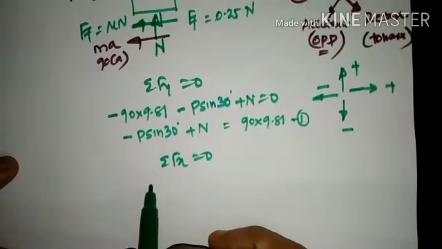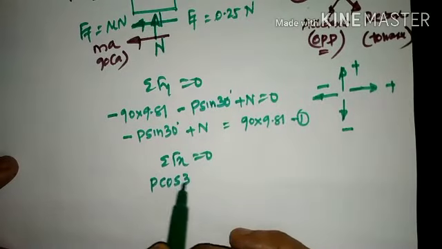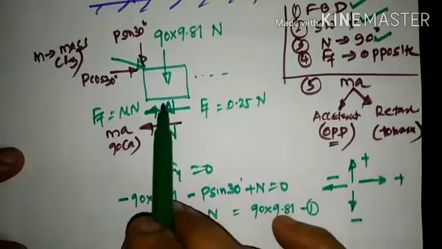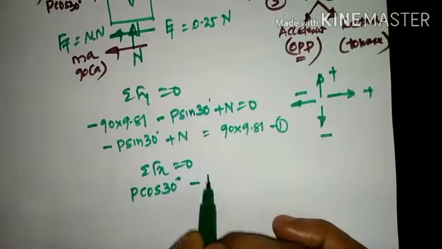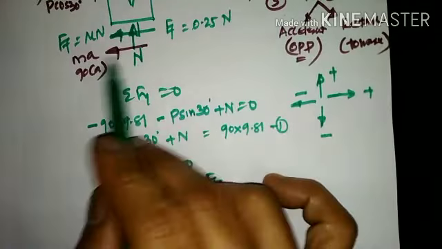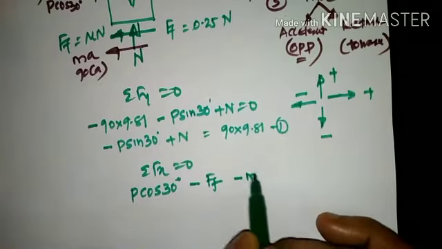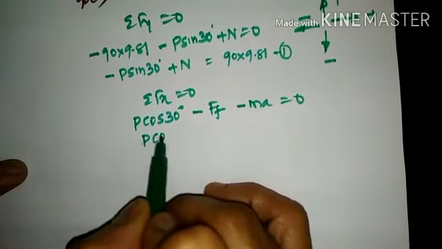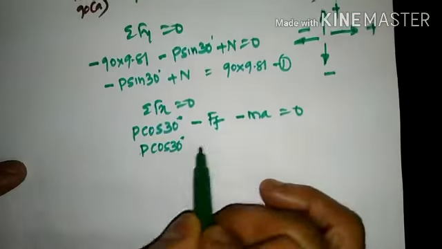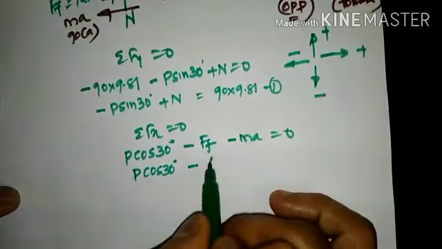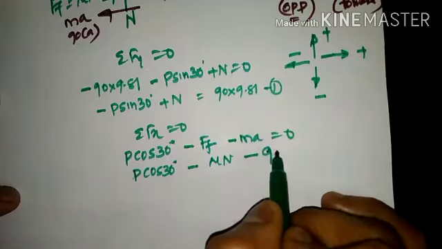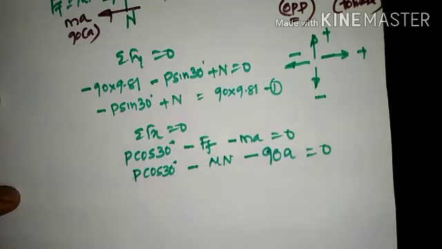The right hand side force component is positive, P cos of 30 degrees. Its force component is P cos of 30 degrees. Frictional force is on the left hand side, minus F_f. Inertia force is on the left hand side, minus Ma, that is equal to 0. Substitute the terms; P is unknown, keep it as it is. Frictional force value is mu times N, minus the mass value 90 into a, that is equal to 0.